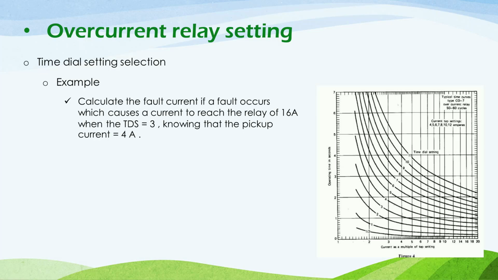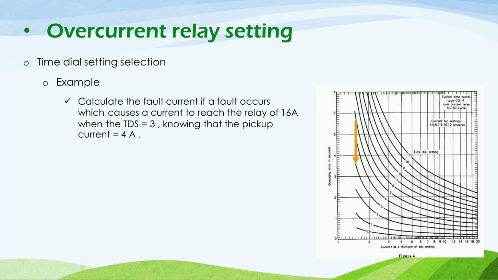Suppose we have a fault through a specific part of a network, and when the fault current passes through the current transformer, it reaches the secondary coil of the current transformer. So the secondary coil current is 16 ampere, or the current that will reach the overcurrent relay is 16 ampere. And the pickup current of that relay equals 4 amperes, and also we will use a time dial setting of 3. So we will select the fourth curve, which has the number 3, as a relation between the current and the time delay. Very good.